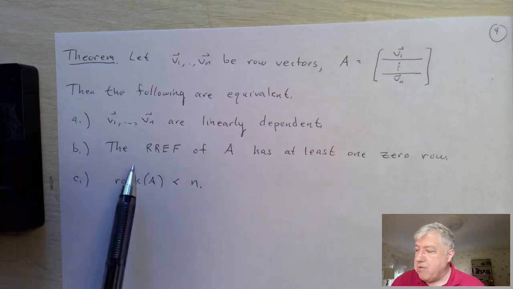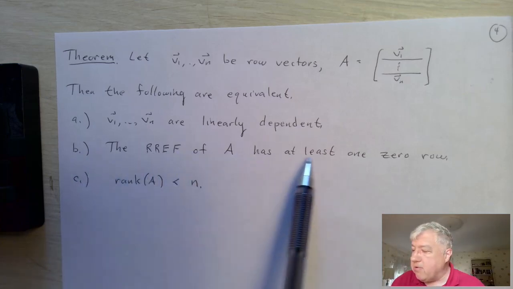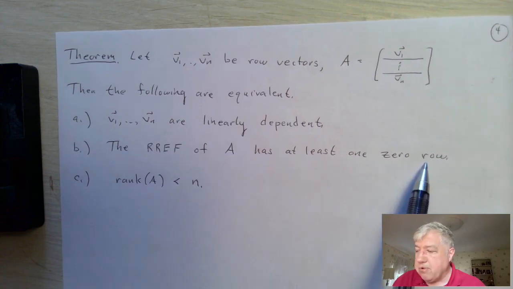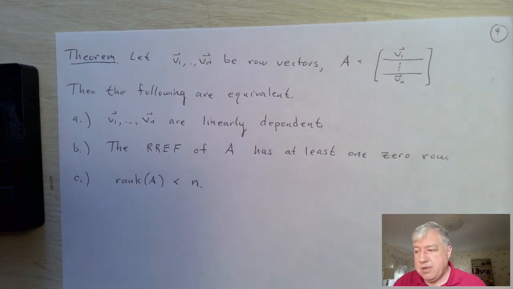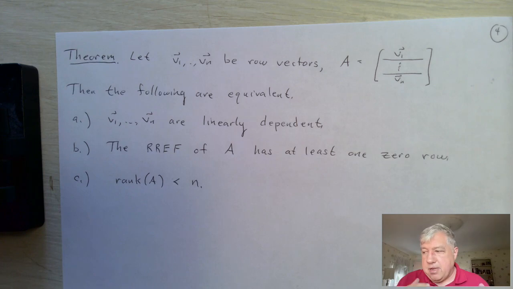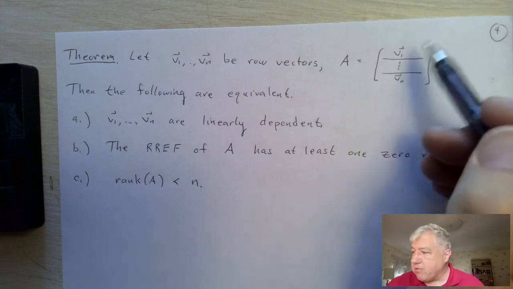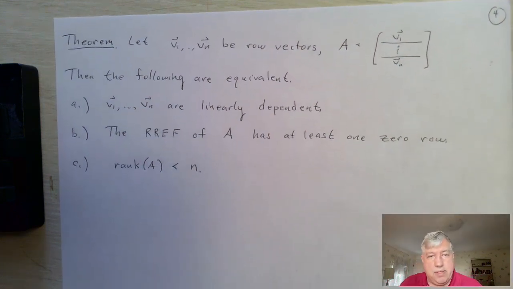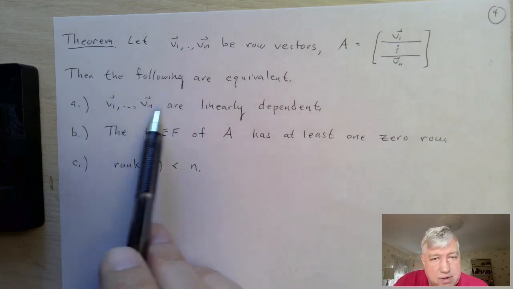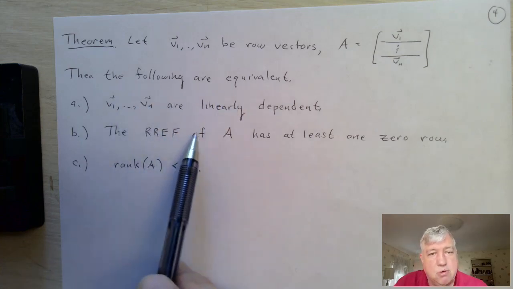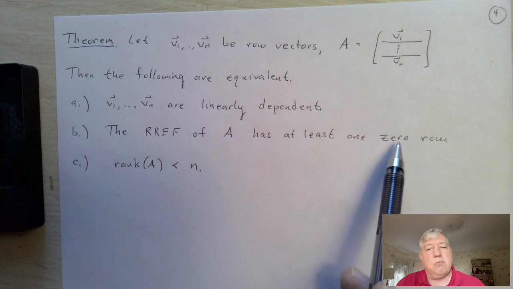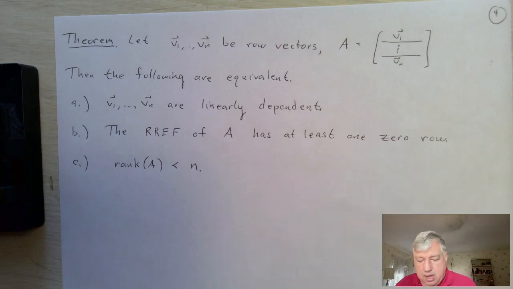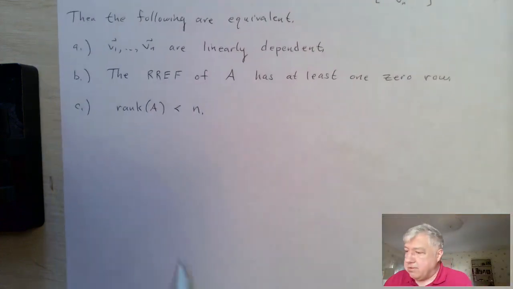We already showed that if the reduced row echelon form has at least one zero row, then these are linearly dependent. We talked about that because that zero row is going to be a linear combination of the rows of this, which are just the V's. And then the only other thing we have to show is, well, if they're linearly dependent, that means the reduced row echelon form has at least one zero row. And the reason for that is as follows.